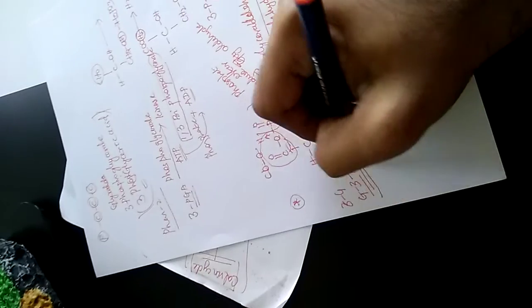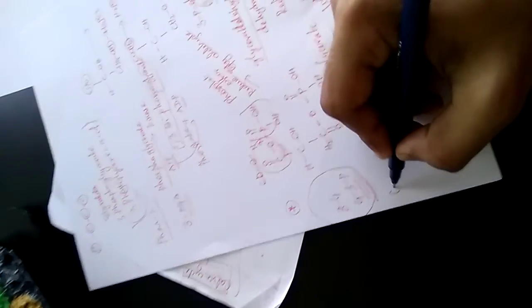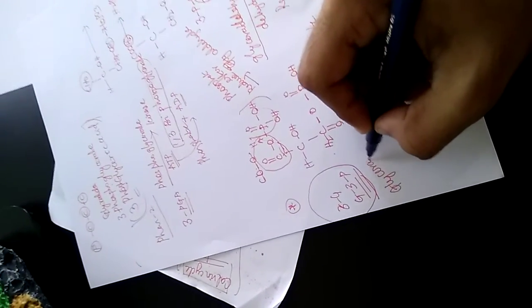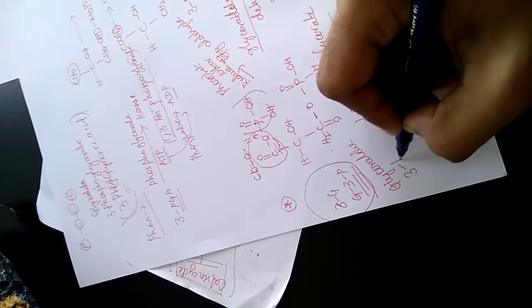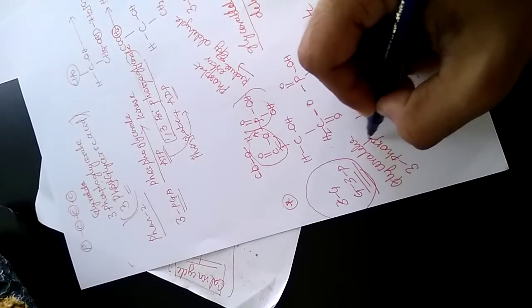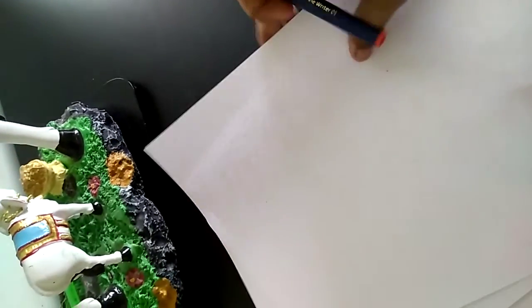At the last step, we synthesized the following molecule. It's basically glyceraldehyde 3-phosphate. We synthesized this glyceraldehyde 3-phosphate. So this is the second step, and now we're going to talk about the third step in the Calvin cycle.